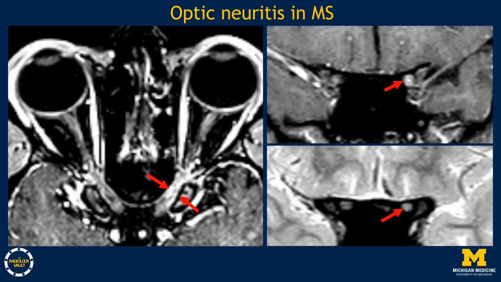Optic neuritis in multiple sclerosis is typically seen as avid enhancement and T2 hyperintensity of the optic nerves. In this case, on the left side, on this fat-saturated post-contrast T1, while on the coronal images, we can also see the enhancement at the level of the left optic canal and the T2 hyperintensity of the left optic nerve in comparison to the normal right optic nerve.